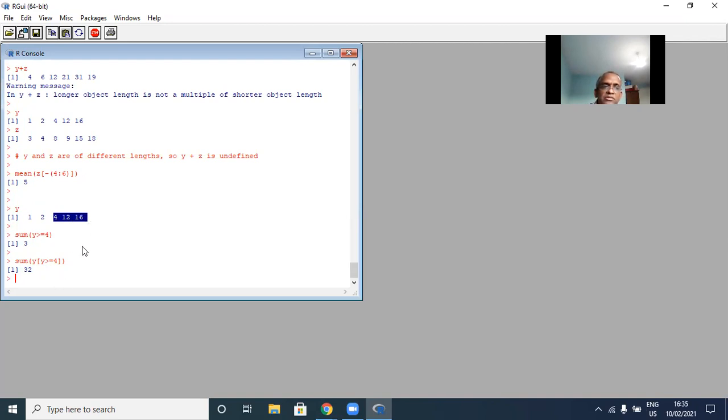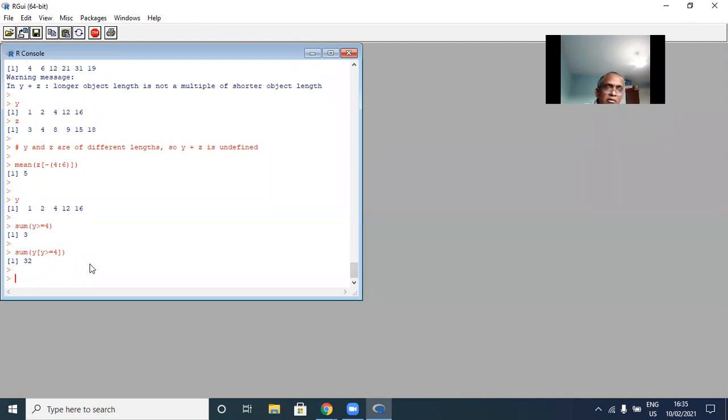All right, so these two, I think I mentioned this before. These two commands, although they look similar, they are not the same, right? This gives the number of values in y that are greater than or equal to 4, whereas this gives the sum of the values in y that are greater than or equal to 4, right? All right, so that completes exercise 1.